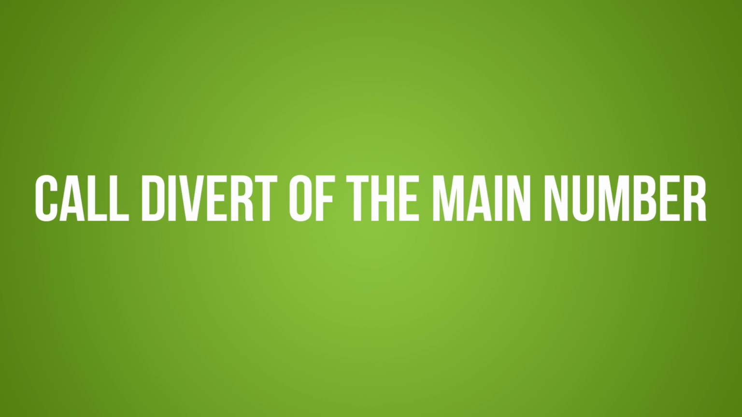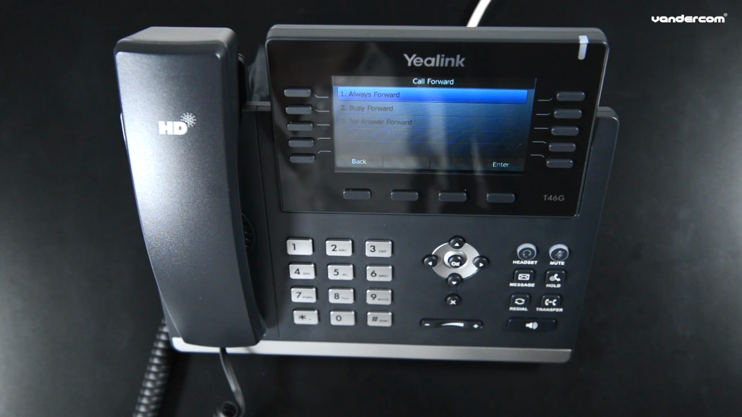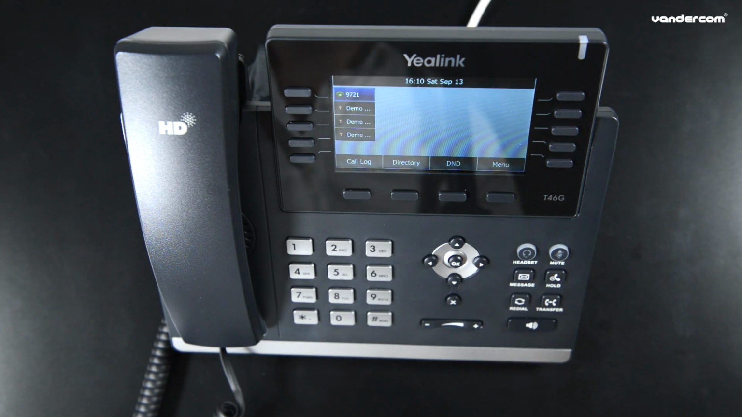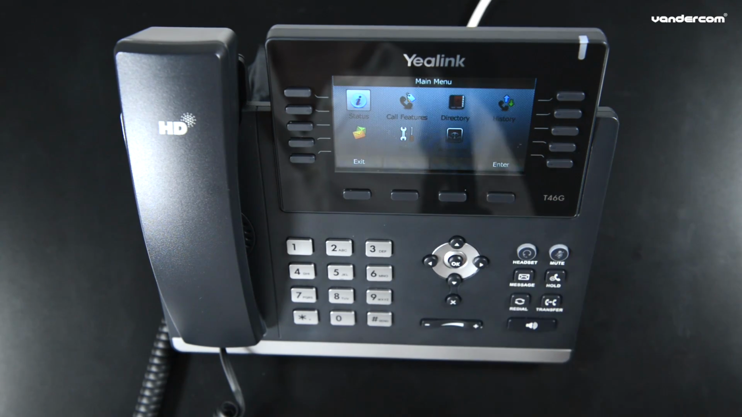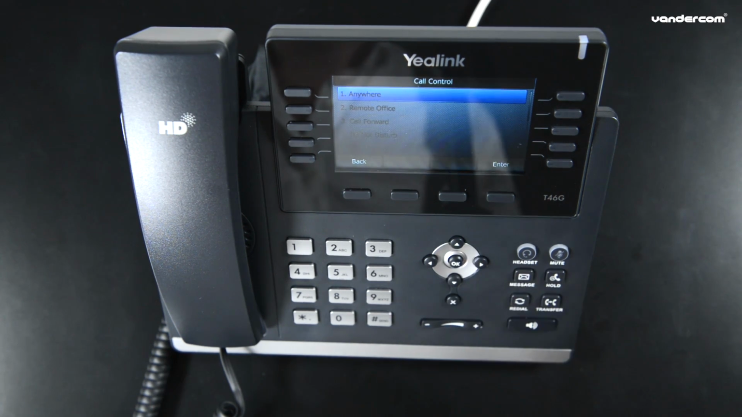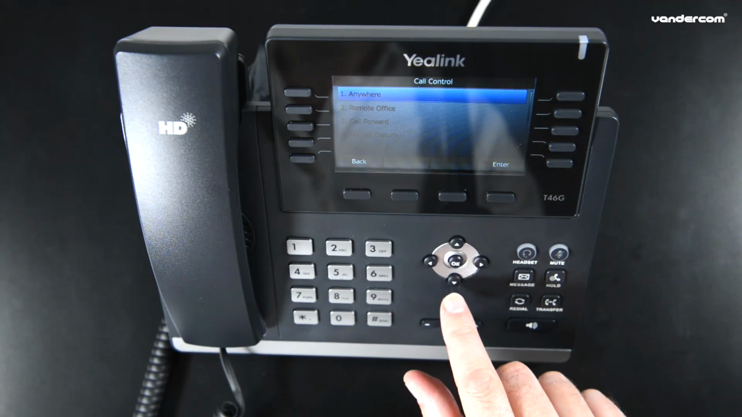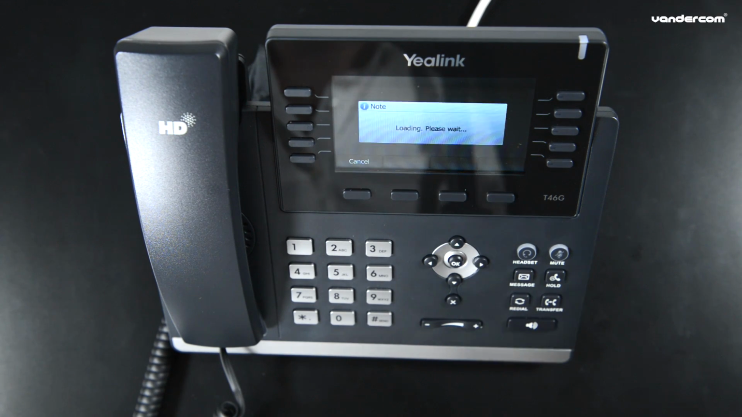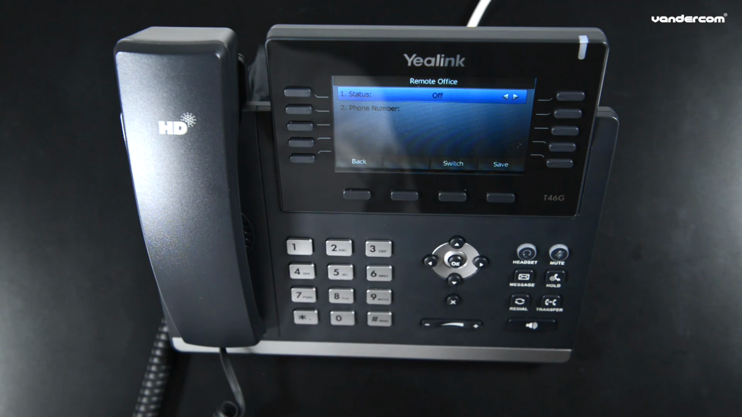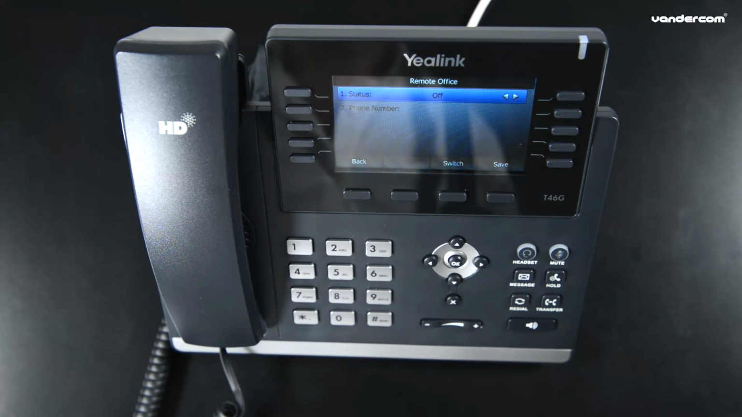Call divert of the main number. Remote Office. Press the menu button. Press Call Features. Press Call Control. Press Remote Office. If prompted to enter a password, contact your system administrator.